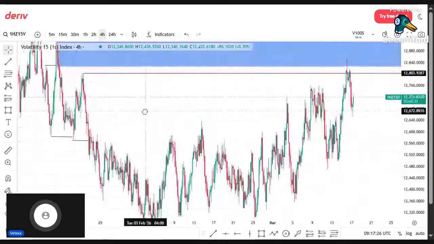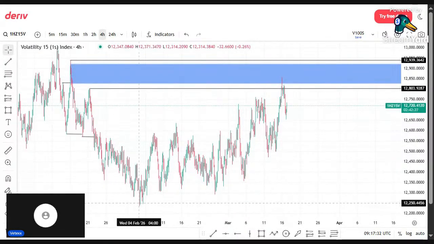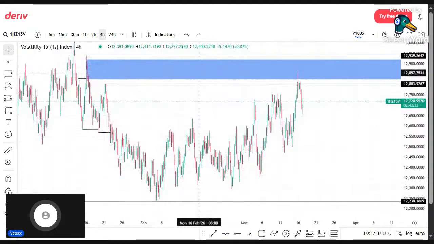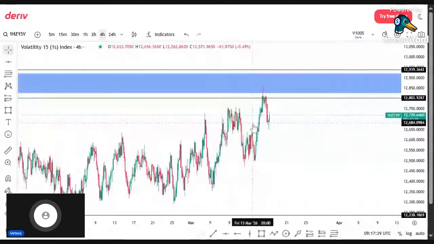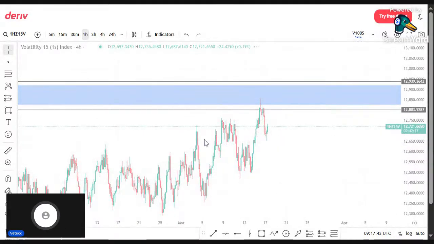Okay. Now, this is the starting point, and this is the finish point. The starting point is here, and the finish point is here. Now, what do we do next? We go to the 1-hour time frame and look out for our continuation setup.